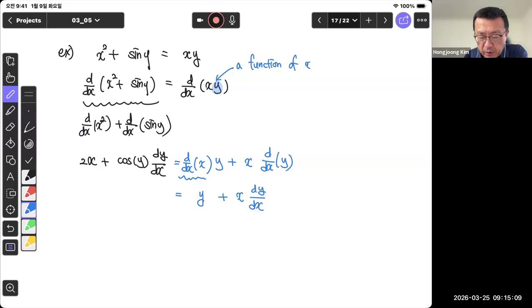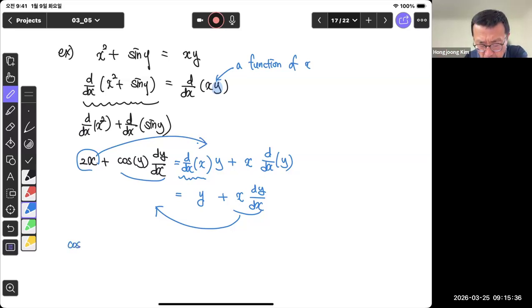Then, as I said, if terms like these two have dy dx, you collect them on the left hand side. In other words, I want to move this term to the left hand side. And if terms do not have dy dx, you collect them on the right hand side. So you move 2x to the right hand side. Then what do I have? Initially, I have cosine y dy dx on the left, and I have a new term, minus x times dy dx.